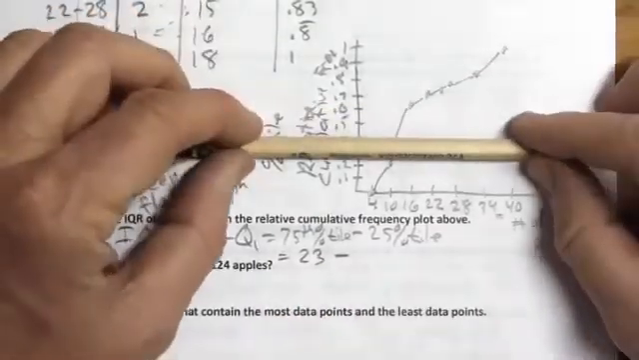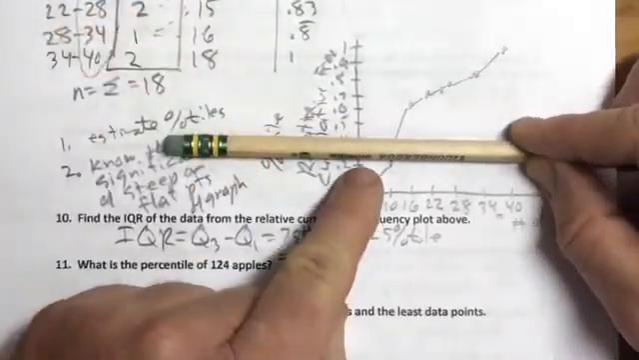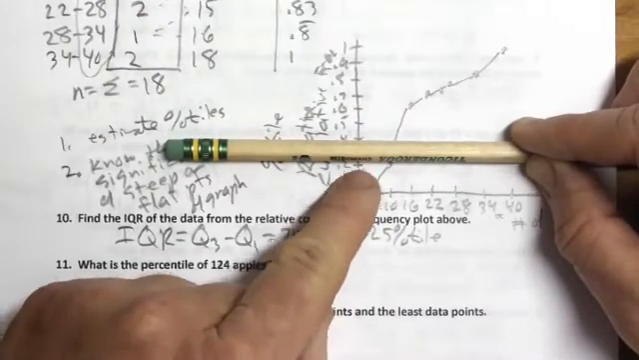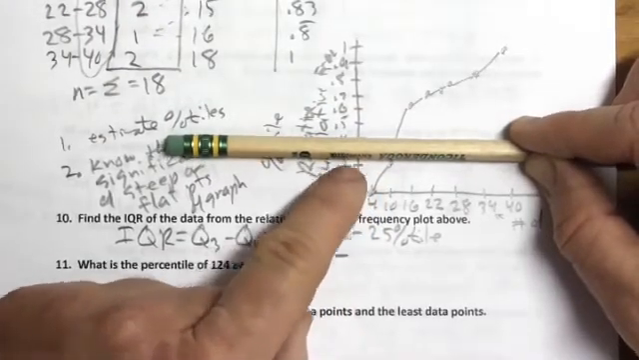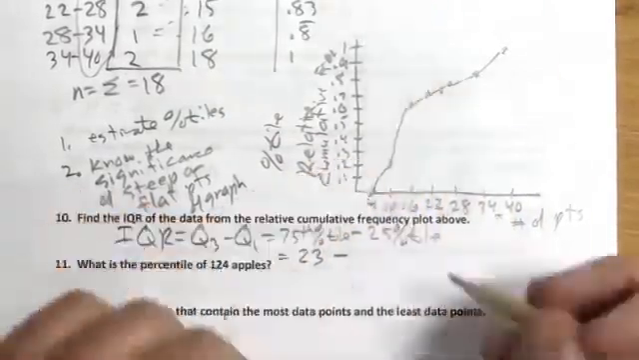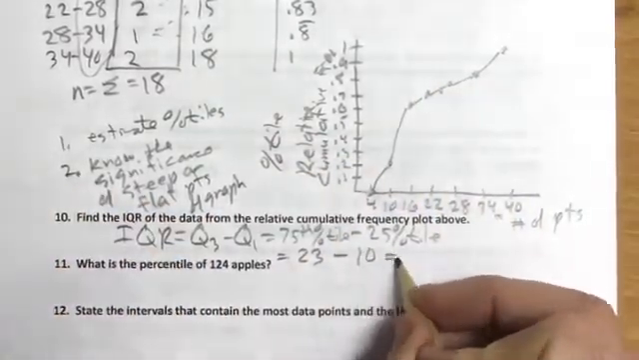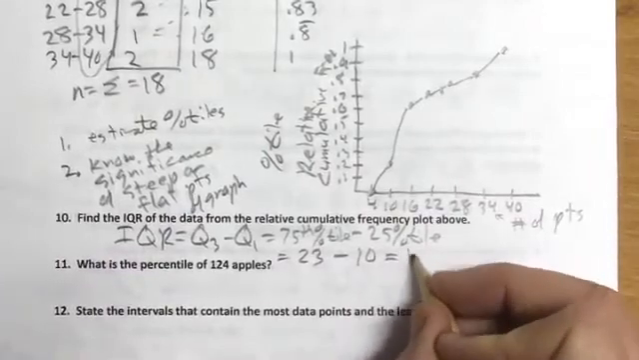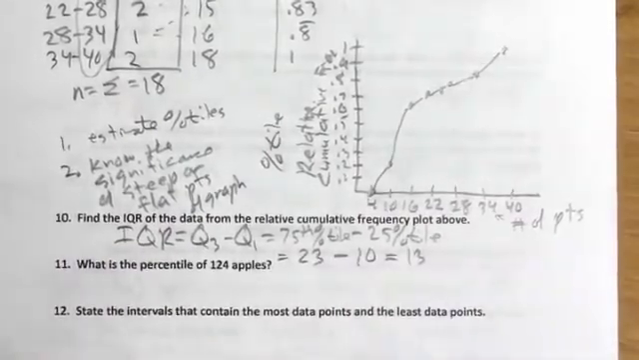The 25th percentile, you go to 25th percentile here. Okay, you go over, and that's going to be about right there. And so that's going to be about 10 once again. So that's like 13. So there you go. That's one of the big uses of this graph, estimating percentiles.